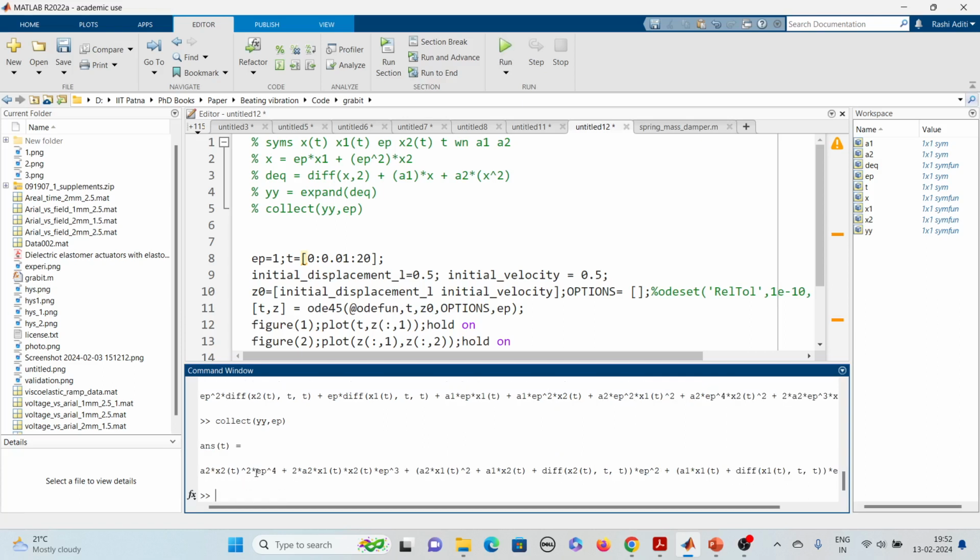What is going to happen? See, it is going to collect the values. First it wrote whatever is the coefficient of EP to the power 4. It collected all the values related to EP to the power 4, then all the values related to EP to the power 3. Now, after this segregation, it will become easier for me to take that expression and find the exact solution. So it will arrange it in descending order: first EP to the power 4, EP to the power 3, then EP square, and at last EP.